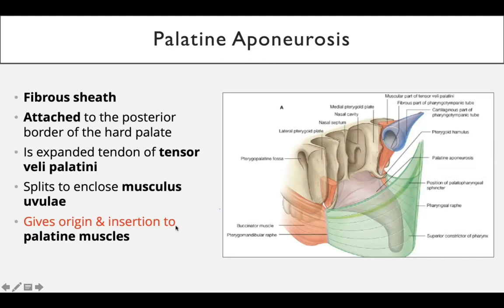And it gives origin and insertion to palatine muscles. Why is this formed? Because it needs to give origin and insertion to palatine muscles. How is it formed? By the expansion of the tendon of tensor palati palatini. This is important. That's why I'm revising. And it has a muscle enclosed, musculus uvulae. And what is it? It's a fibrous sheet.